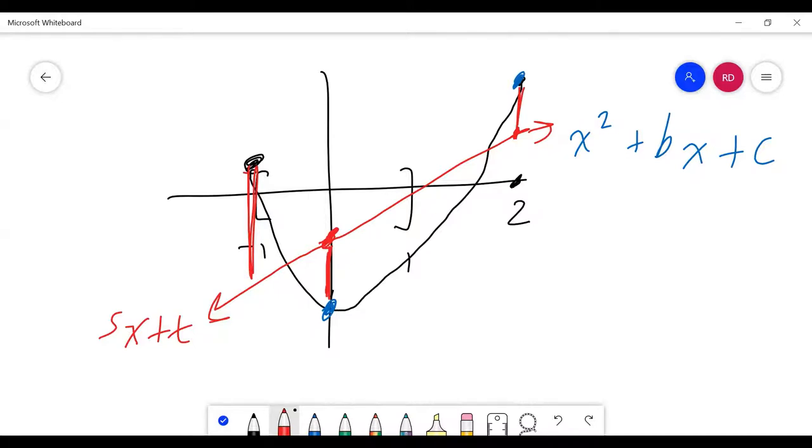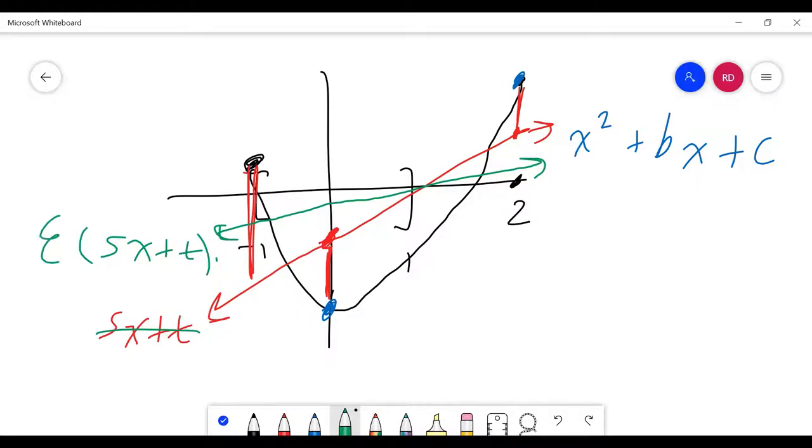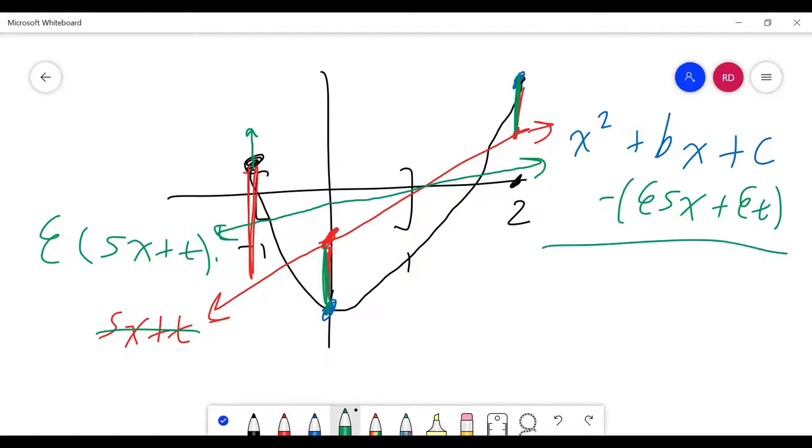But I'm going to say, since this line is what it is, we can multiply it by any small number to make it closer to the origin like that. I'll call the green one sx plus t, maybe times epsilon. Epsilon is a shrinking factor. What happens here then is this will decrease. This will increase. This one might increase and get a larger error, but since the slope is so small, it won't be very much. So we're going to subtract this epsilon sx plus epsilon t. And this will still start with x squared, so it's a new monic parabola.